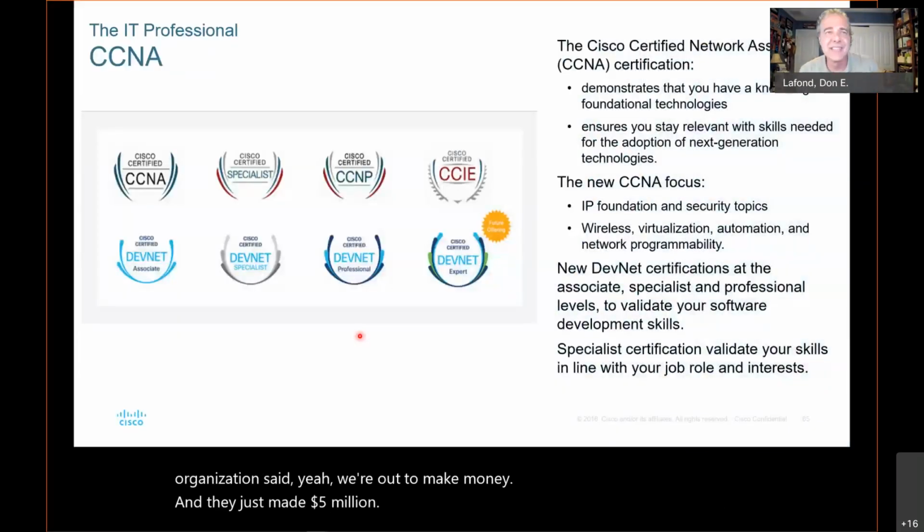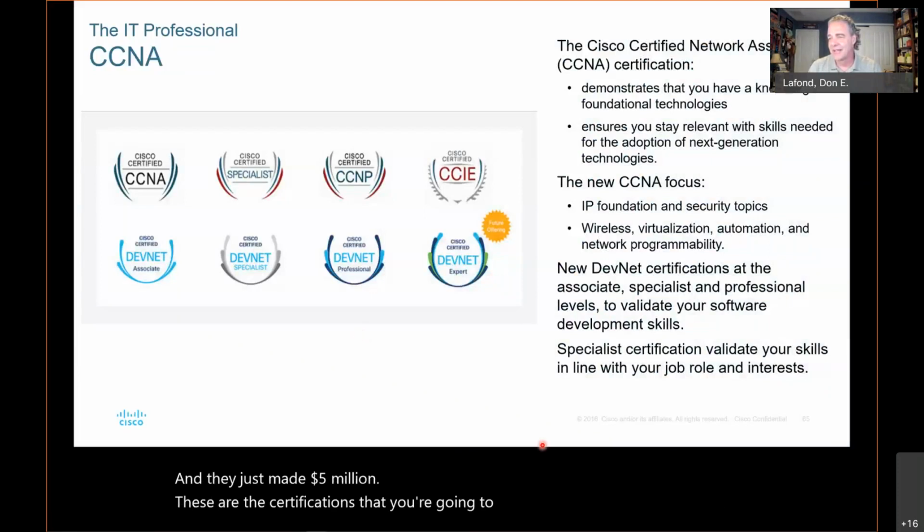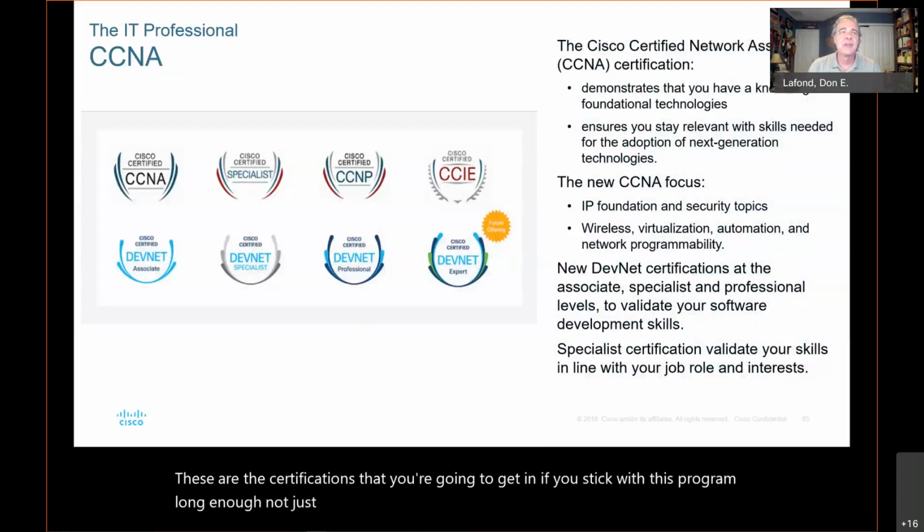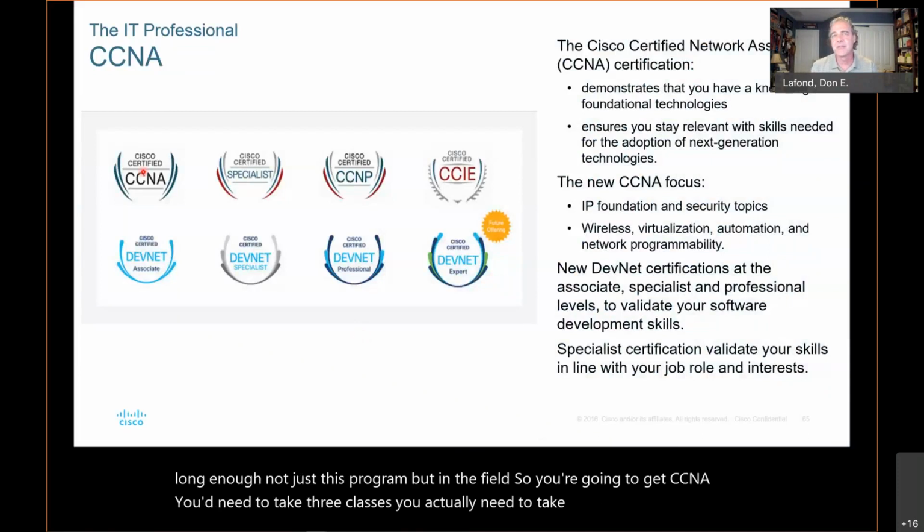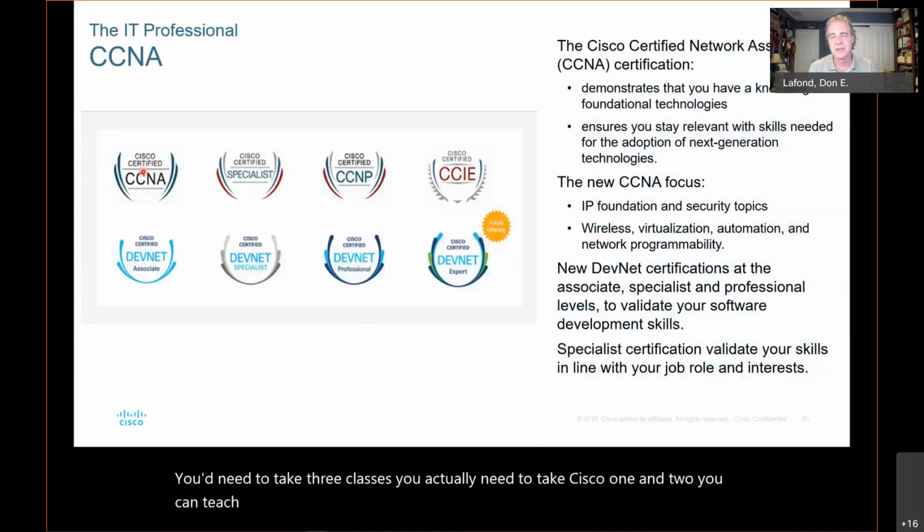These are the certifications that you're going to get if you stick with this program long enough. Not just this program, but in the field. So you're going to get CCNA. You need to take 3 classes. You actually only need to take Cisco 1 and 2. You can teach yourself Cisco 3 and probably pass the exam. That's what I've been told.